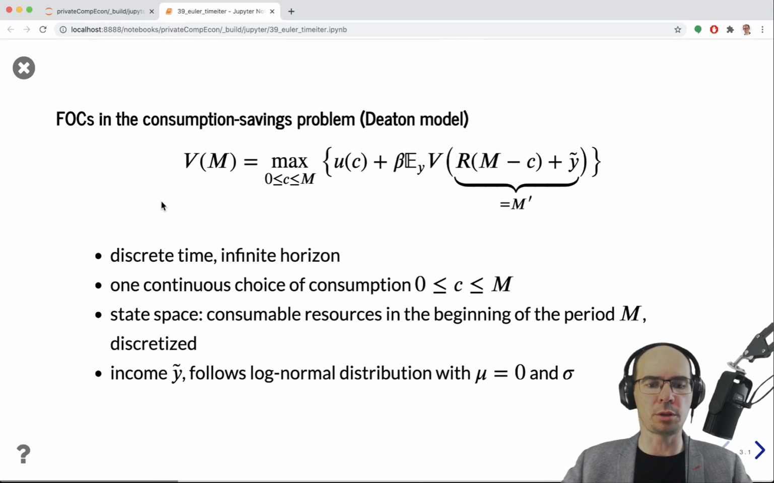Right, so we will be talking about the consumption savings model again. Here's the Bellman equation that I'm sure everybody can recognize at any time of the day by this time. It is discrete time, infinite horizon, no time indices, you can see. Continuous choice is still C, it's still restricted between 0 and M, denoting the current level of wealth or consumable resources in the beginning of the period, and it is discretized. Now, income is stochastic and follows log normal distribution. And again, we're looking at the version with stochastic income rather than stochastic return.